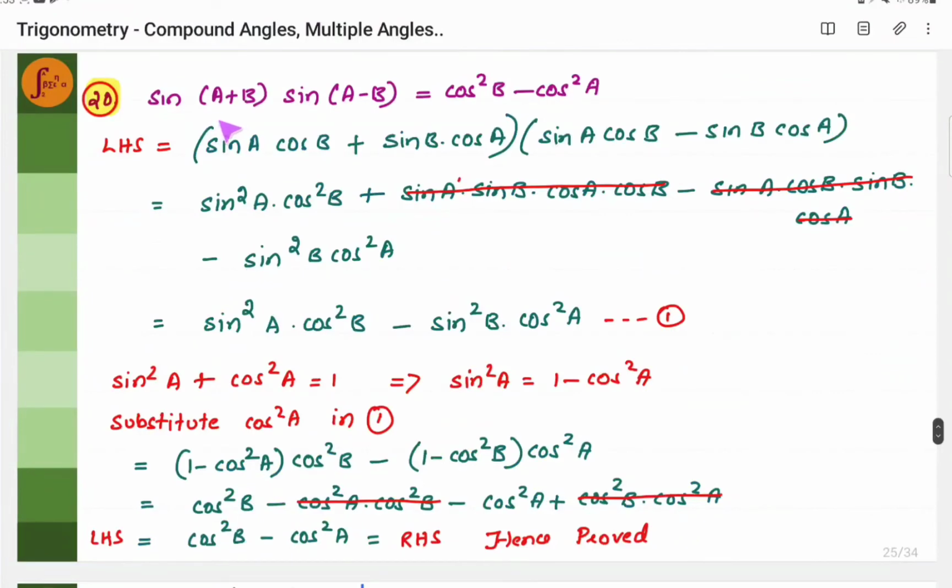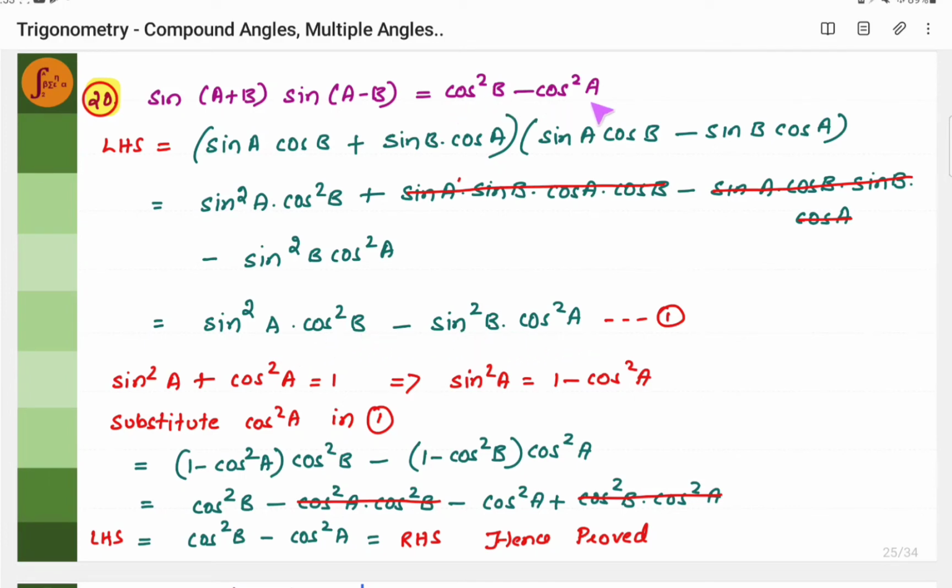Let's go to 20th sum. Here you'll have to prove that sin A plus B into sin A minus B is cos square B minus cos square A. Again, use the sin A plus B formula, which is sin A cos B plus sin B cos A, and the sin A minus B formula, which is sin A cos B minus sin B cos A, right? Basically, the signs will vary. Now, when you multiply, two terms will get cancelled, and you'll be getting sin square A into cos square B minus sin square B into cos square A.